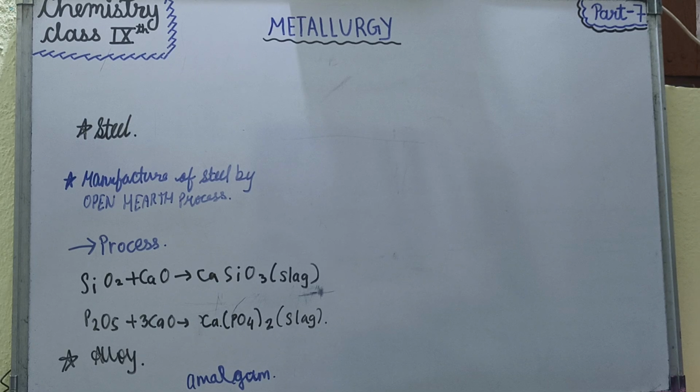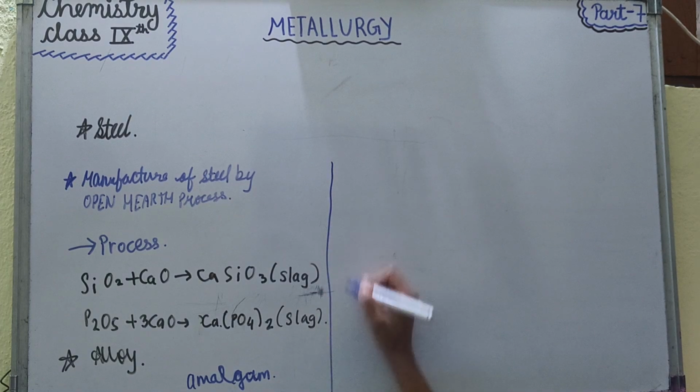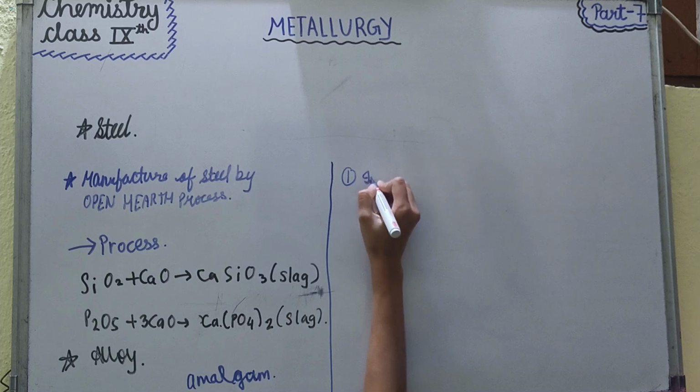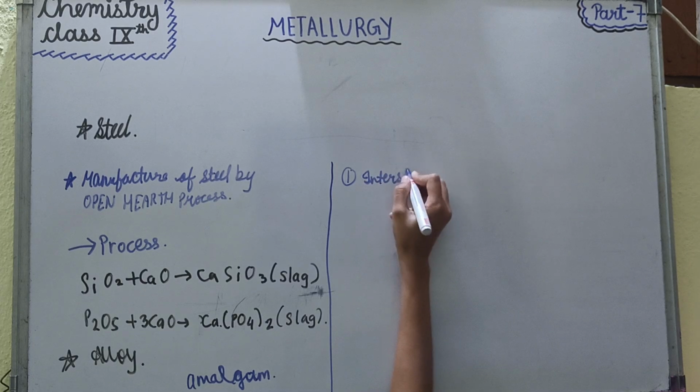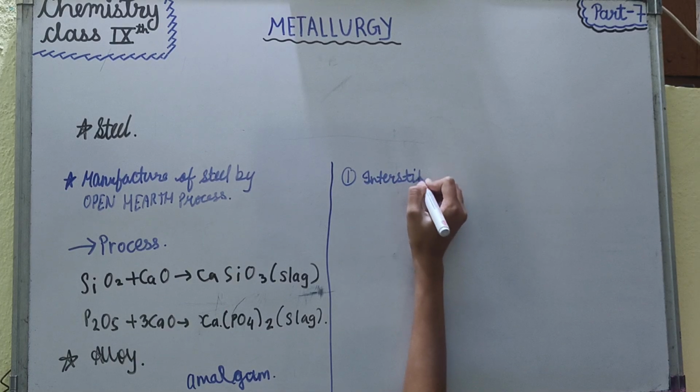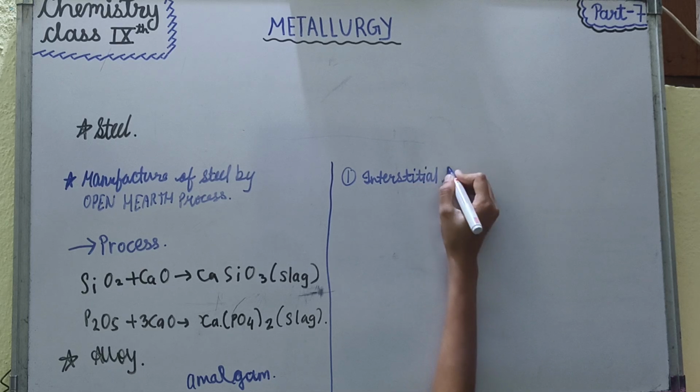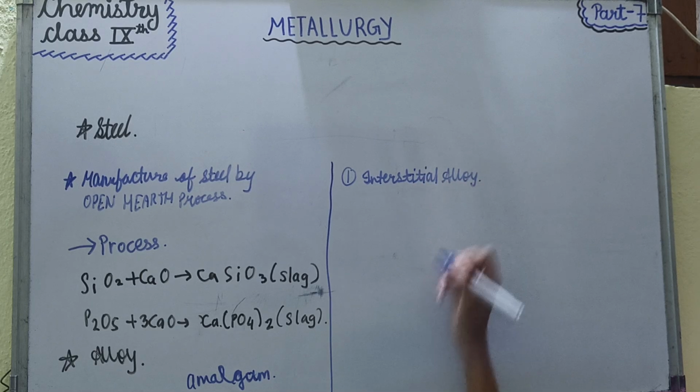Then types of alloy. There are two types of alloy. First is interstitial alloy. Base metal plus atoms of small non-metallic elements. Example: iron plus carbon gives steel. The small non-metal atoms get trapped in the interspace among the metal atoms.